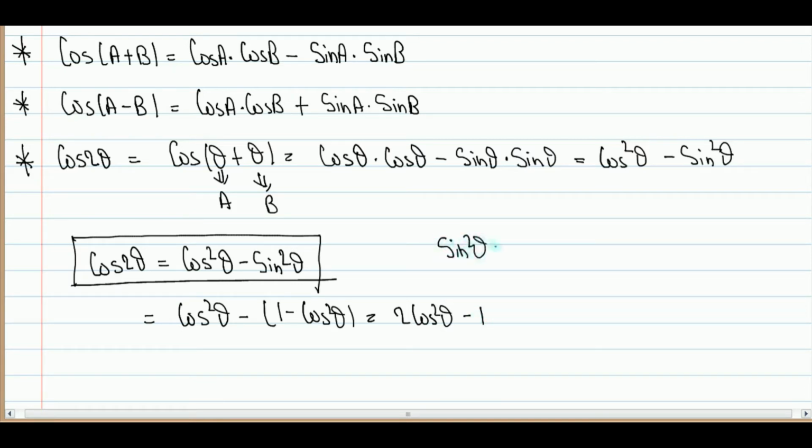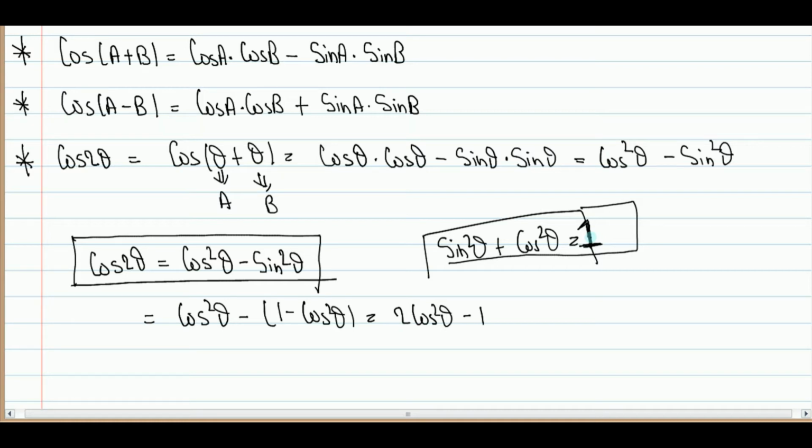You know this: sine square theta plus cos square theta is equal to 1. You know about this thing, sine square theta plus cos square theta equals 1.